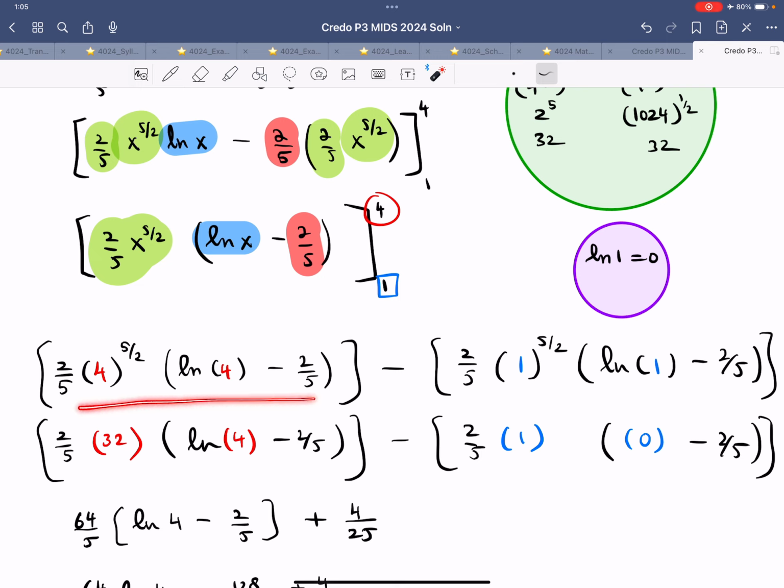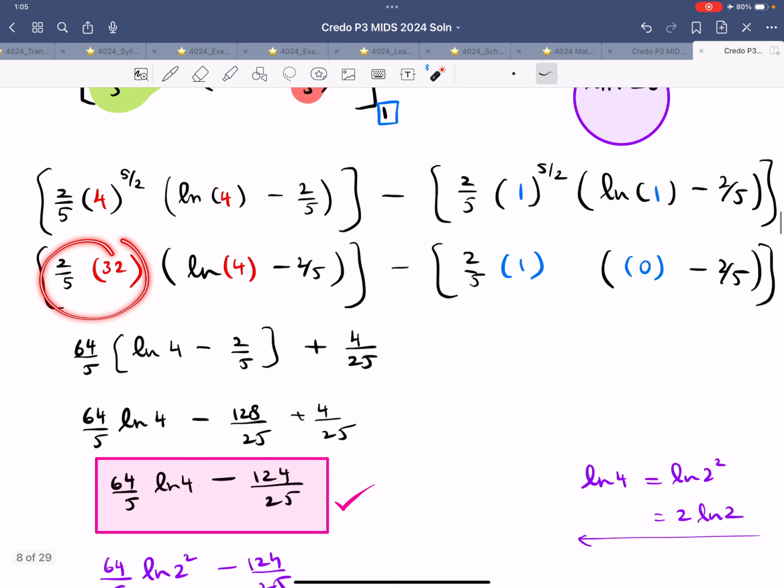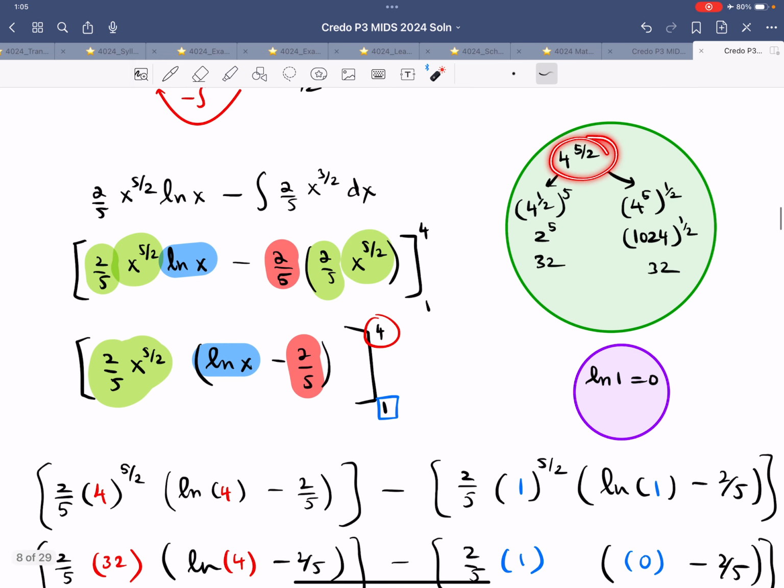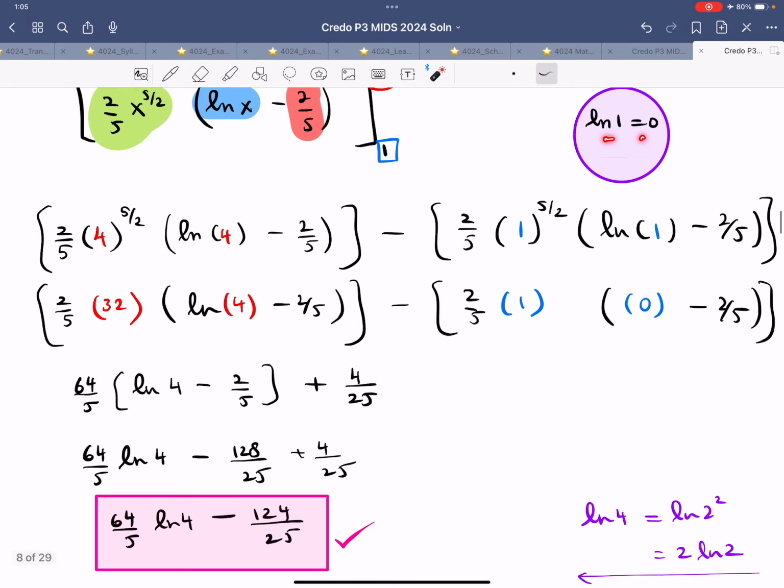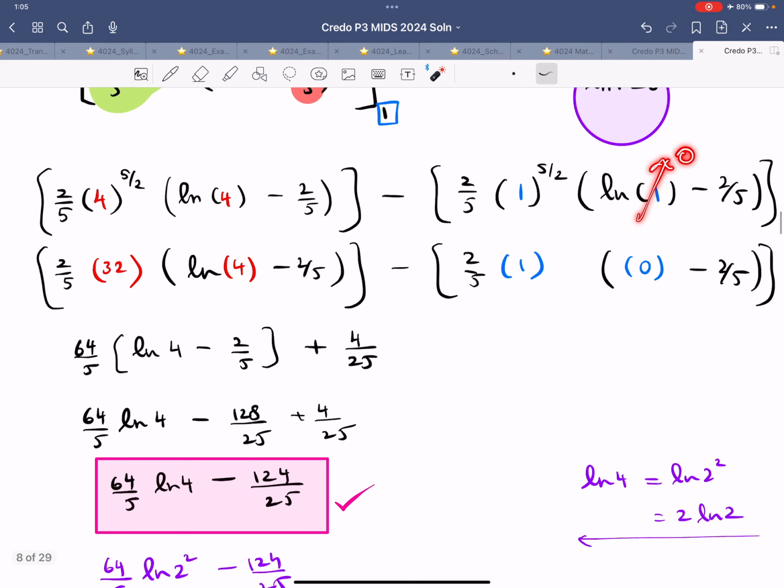So first I have written it. This is where you insert the limits, the red one. This is where you insert the limit, the blue one. So red color is for the upper limit, blue color is for the lower limit. This is simple multiplication. We know that, yes, indices, that's very, very necessary. That is what I've shown over here. 4 raised to the power of 5 over 2 can be done in two ways. ln of 1 is 0. That is used over here.